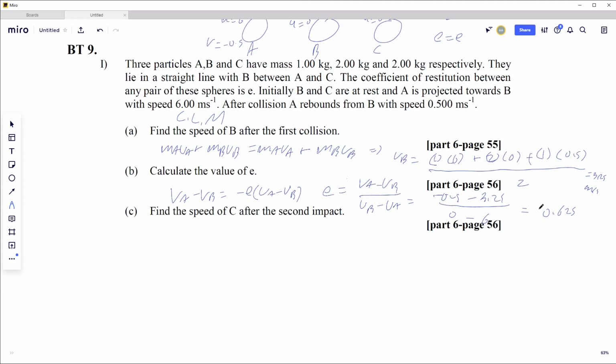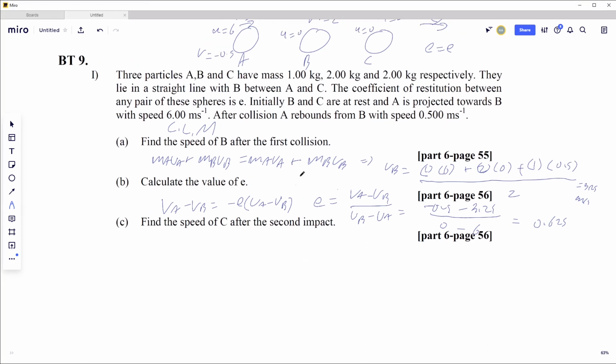Find the speed of C after the second impact. Now this needs a bit more work, since you're going to have technically a system to work with. So let's start with conservation of linear momentum. So the first thing you'd want to do is the following.